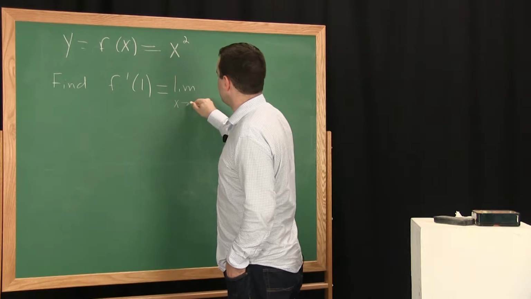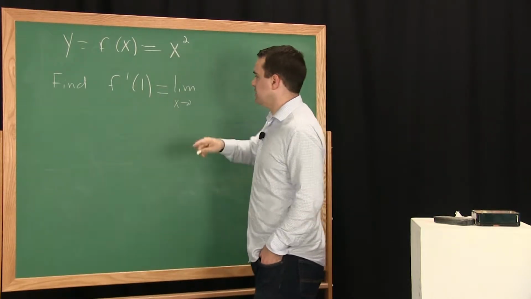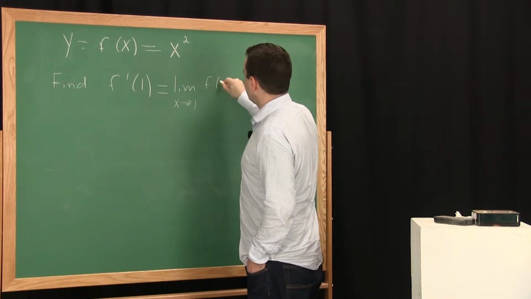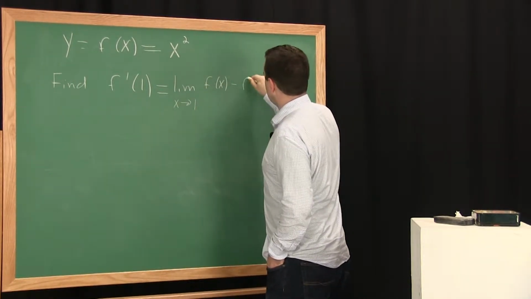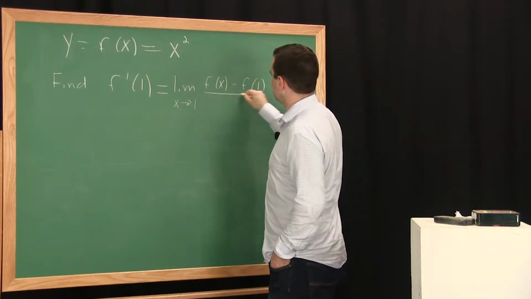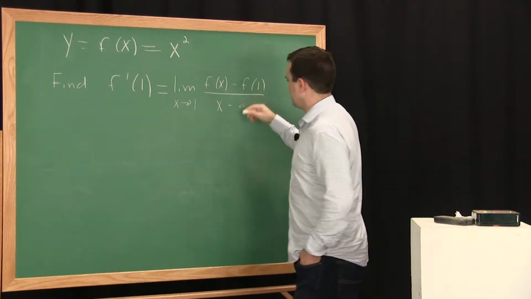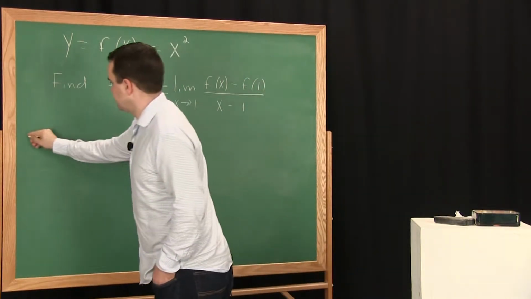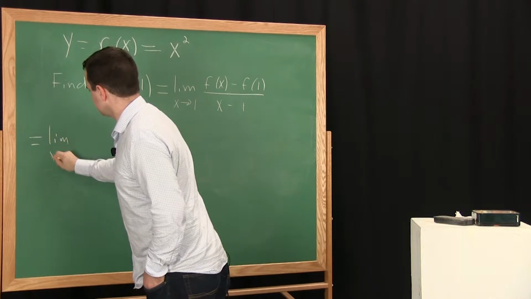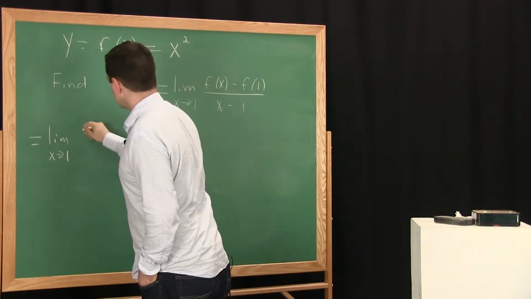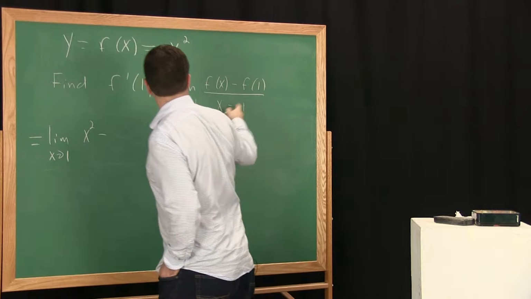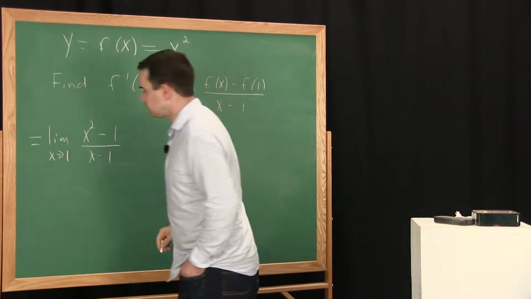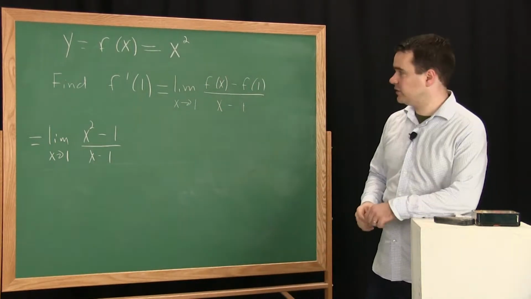But let's start with the limit as x goes to a, and a is equal to 1. Limit as x goes to 1 of f of x minus f of a, with a equals 1, all over x minus a, with a equals 1. You want to just plug into your function. f of x equals x squared minus 1 squared, all over x minus 1. So you need to figure out this limit.